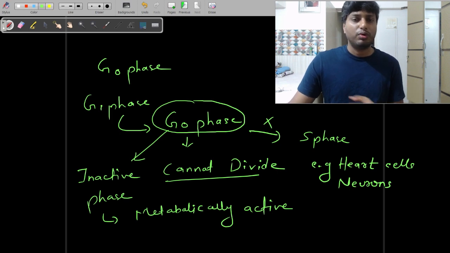We understood what the three subphases of interphase are, that is G1, S as well as G2 phase. After the completion of interphase, the mitosis can start, that is the karyokinesis will begin, which will be followed by the cytokinesis. So I hope, dear students, you have understood the concept of interphase and also the three subphases which are part of the interphase.